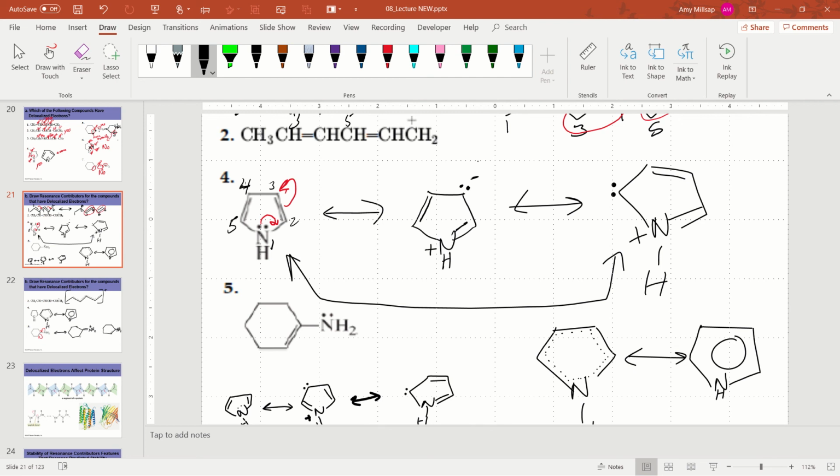Now let's show the electron movement for this resonance structure. So next, I can still draw more resonance structures. I can move this lone pair on carbon 3 to a pi bond between 3 and 4. When I do that, I have to move the pi bond between 4 and 5 to a lone pair on 5. So then we draw the product of that.